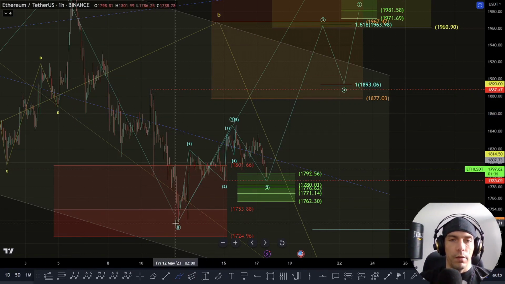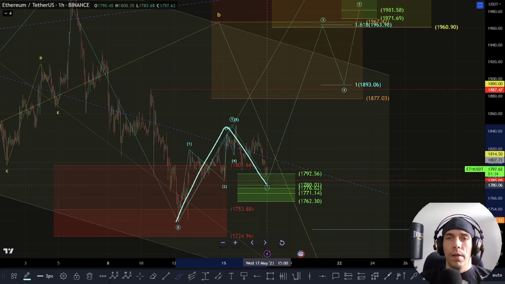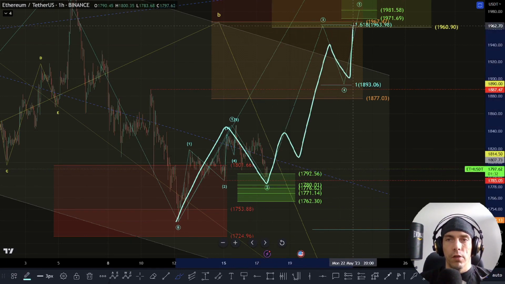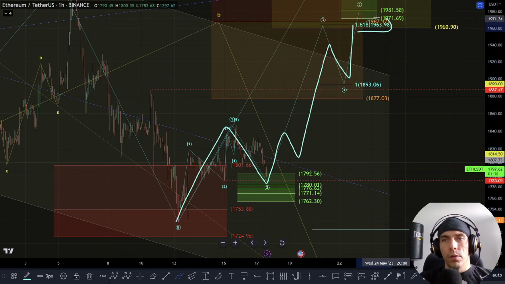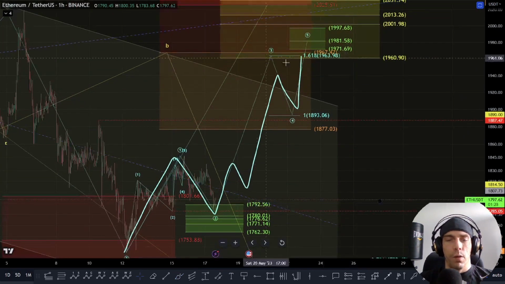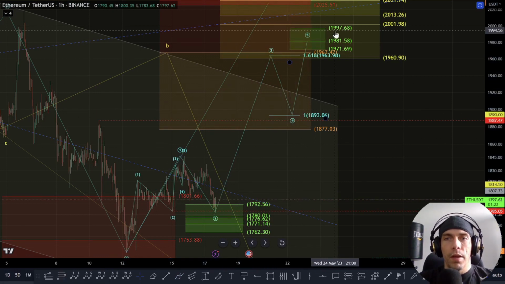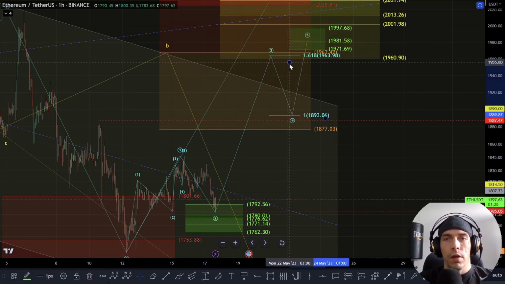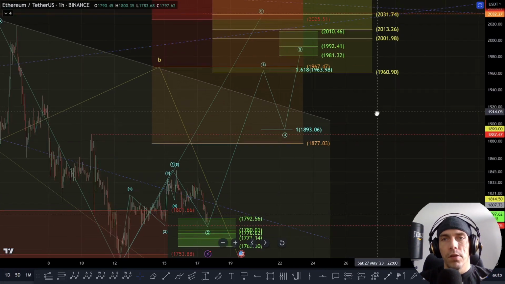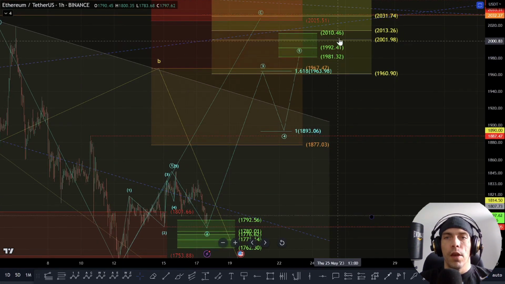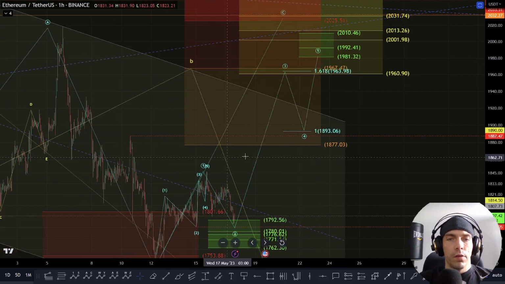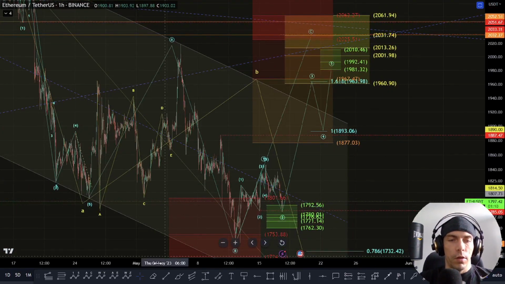Alternatively, what we could see here is that this could become 1, 2, then we see a bigger 5-wave structure to the upside here, looking for this 1963 as a wave 3. If we do get this push up into this area, that would then mean that we have the potential for a fourth wave drop and a fifth wave again to the upside here. So that fifth wave to the upside could potentially look to push us up towards this zone here of this 2010 to this 1981.